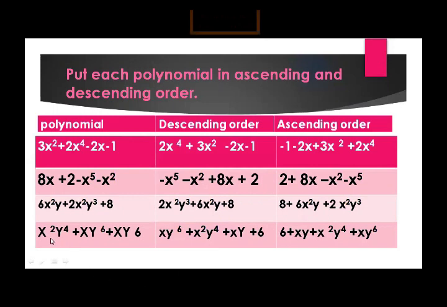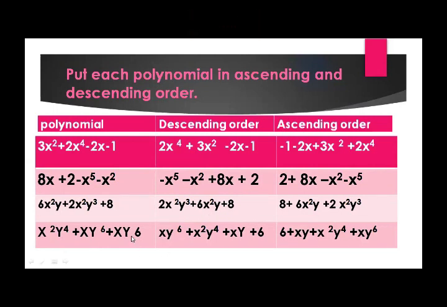The fourth polynomial. In the fourth polynomial, again we are observing that there are two variables x and y. x has x squared and x, and y has y^4, y^6 and y. So we observe that y has the highest exponent. So we are going to arrange our polynomial with respect to y.